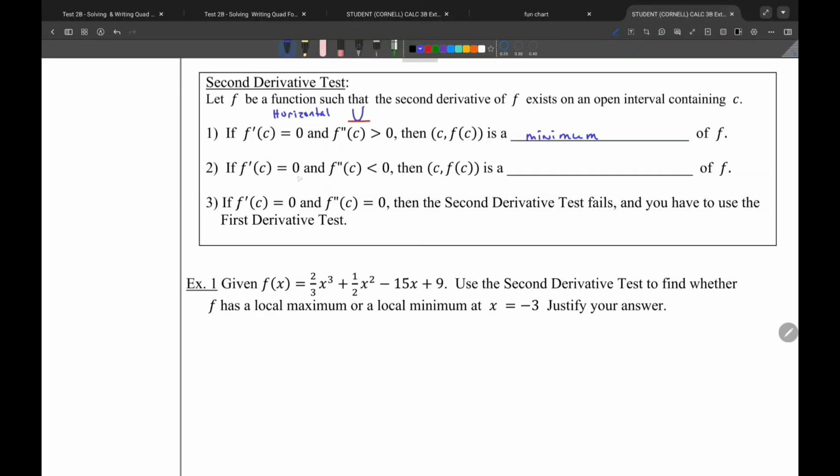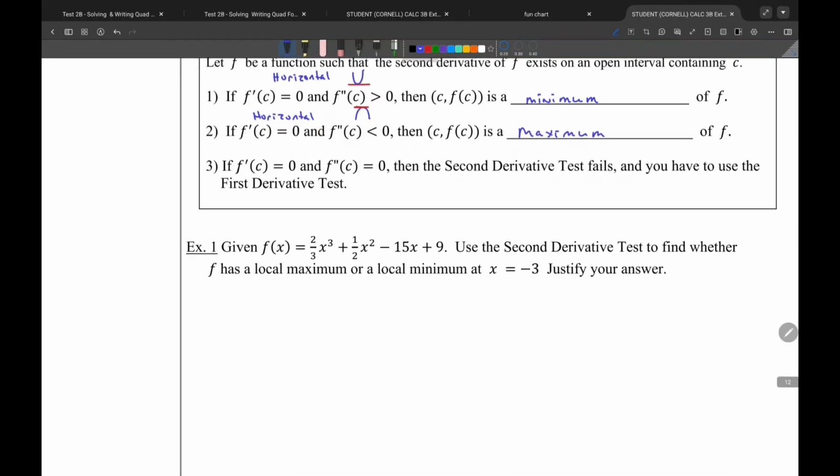And if f prime of c is equal to 0, again, another horizontal tangent line, and the second derivative is negative, which means it's concave down. So you have that horizontal tangent line, it's concave down. Then c, f of c is a maximum of f, and that makes sense from our drawing.